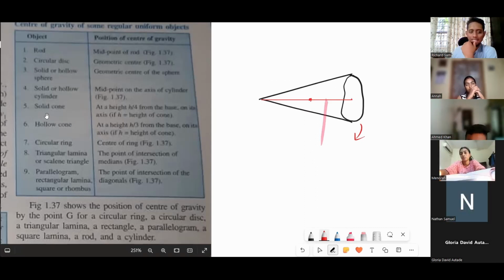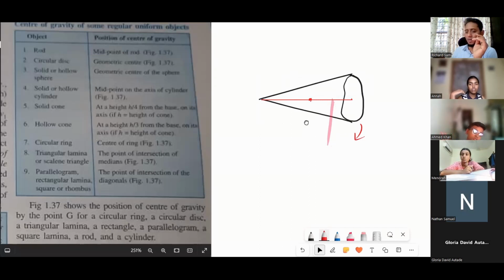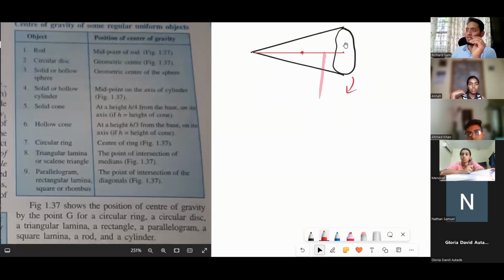So they've come out with a calculation and they said that if it's a solid cone, the center of gravity is at a height h divided by 4 from the base. If the whole height is 4 centimeters, you divide that 4 centimeters into 4 parts and take one part. So that means 1 centimeter from the base, and there should be 3 centimeters to the left. That is where the center of gravity will be, h divided by 4. Okay, this is for a solid cone. Solid means it's completely filled. It's not hollow, basically.